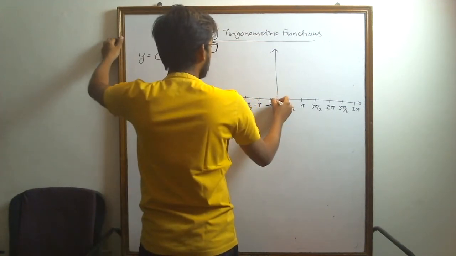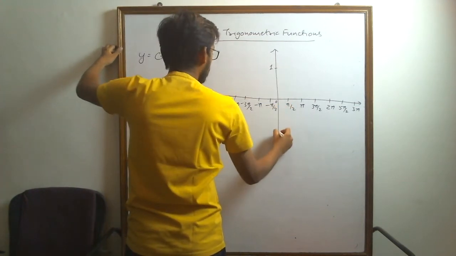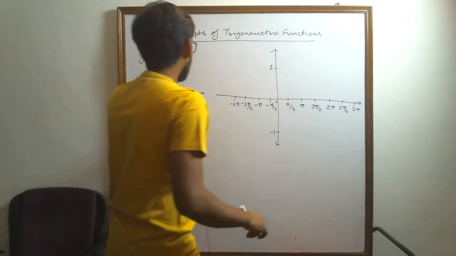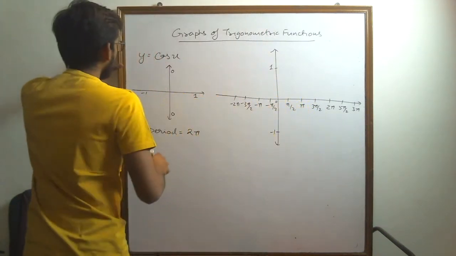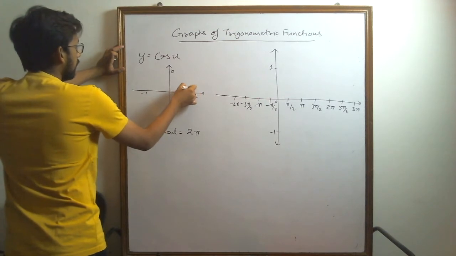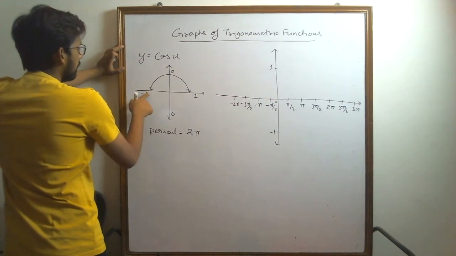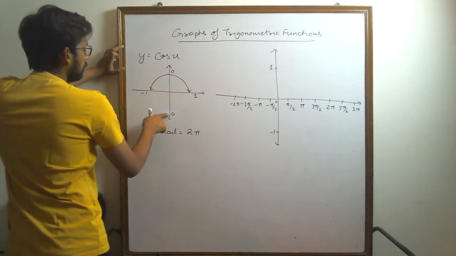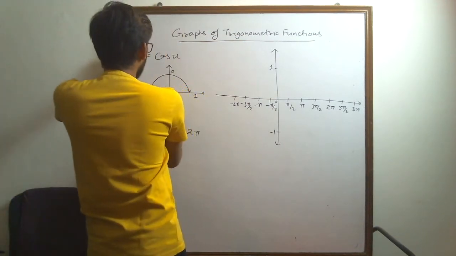Alright, so now the range of cos x is from minus 1 to 1. So at 0 radians, cos x is equal to 1. At pi by 2 it is 0. At pi it is minus 1. So from here to here, the function is a decreasing function. After pi, the value grows from minus 1 to 0 at 3 pi by 2, and from 0 to 1 at 2 pi. So now the function is an increasing function.